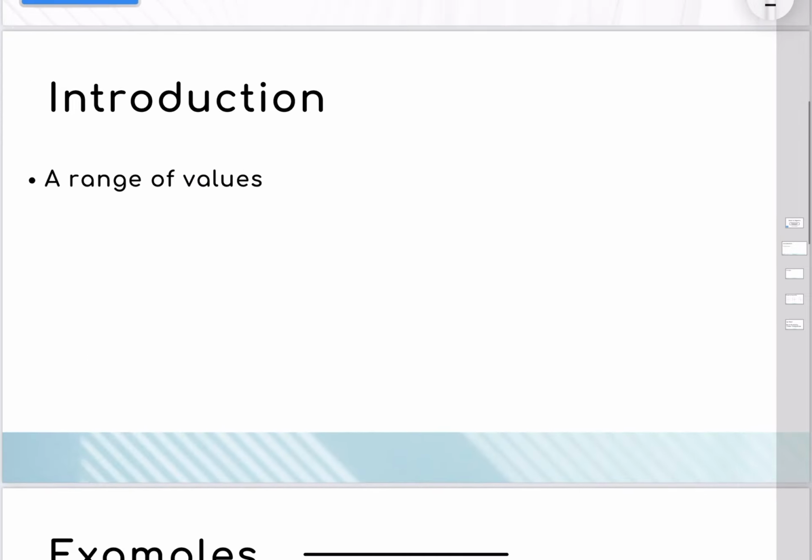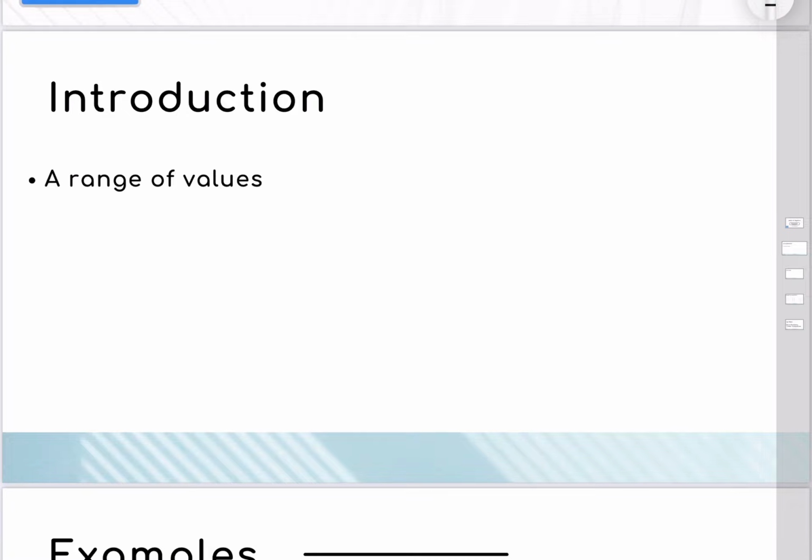All right, so for a little bit of introduction, the main difference between those linear equations we've been looking at and the inequalities we're looking at now is that our answer is ultimately going to be a range of values instead of just one value. So greater than a certain value, less than a certain value, greater than or equal to a certain value, or less than or equal to.